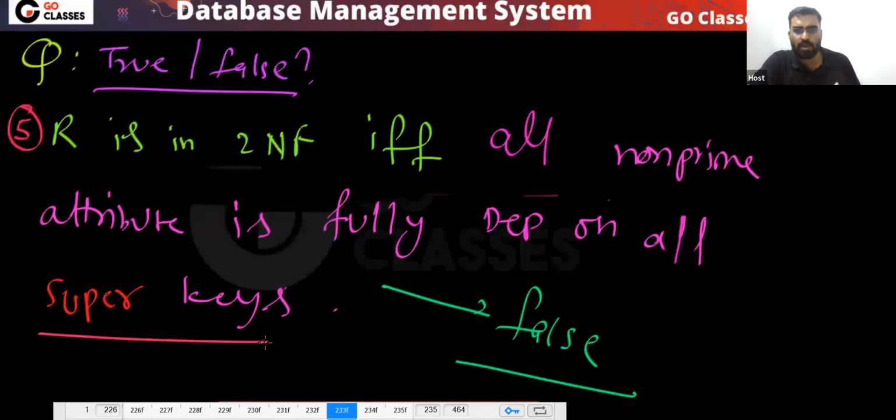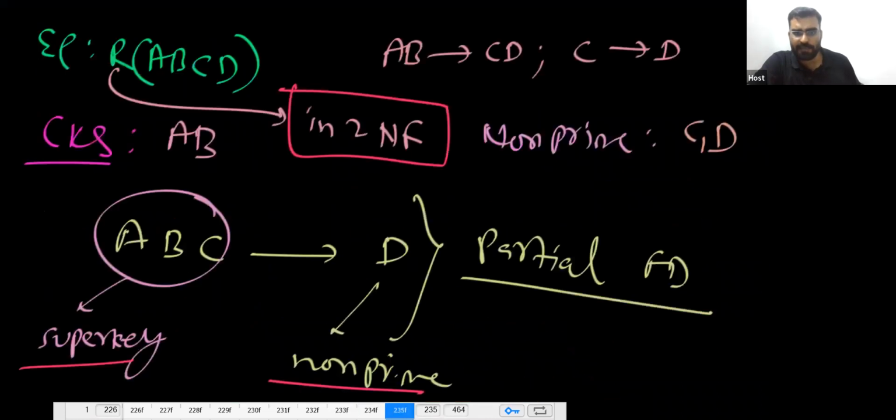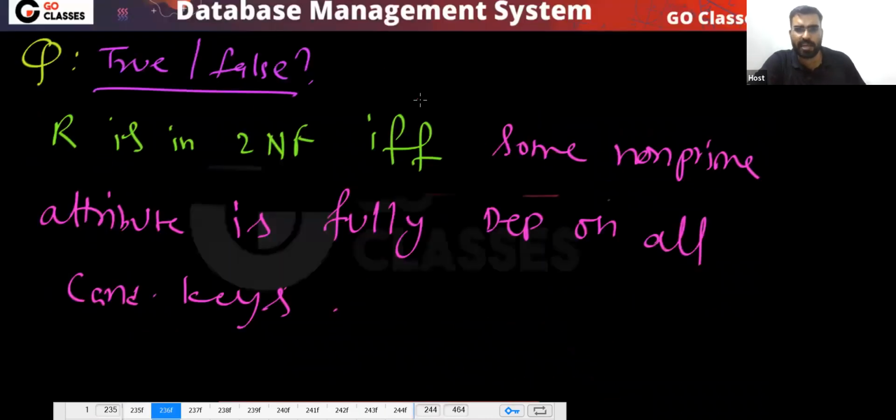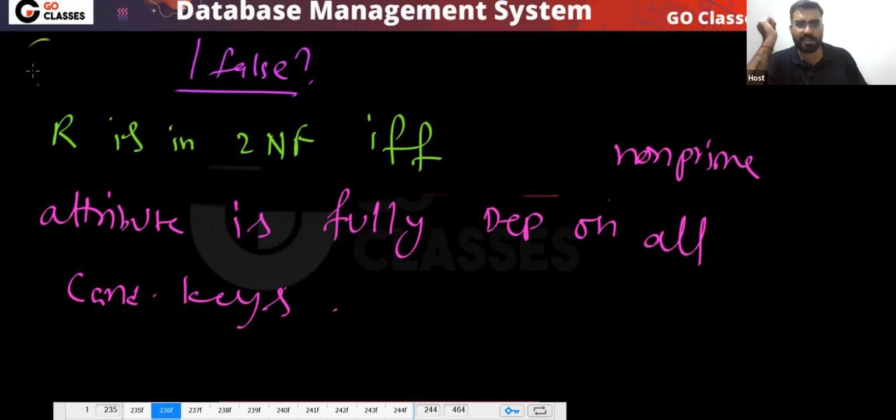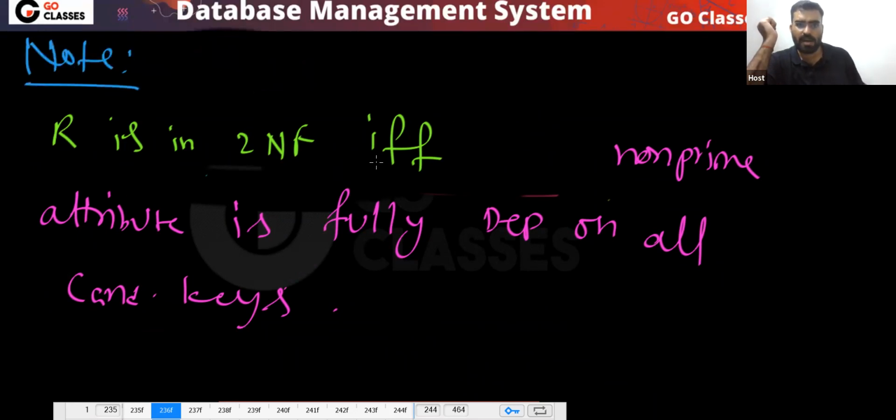So every word in the definition is important. You cannot put super key here. This is what I am telling you again and again: every word is important in this definition. So remember, this is the final definition. Ultimately, R is in 2NF if all non-prime attributes are fully dependent on all keys.